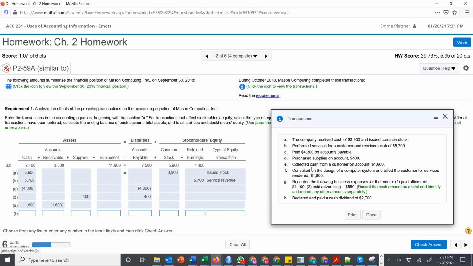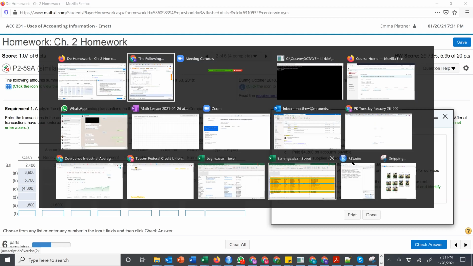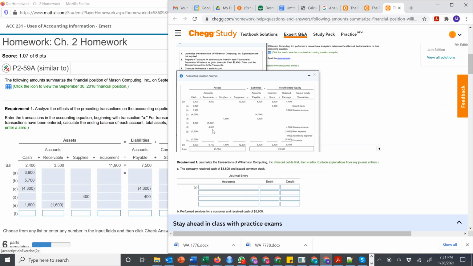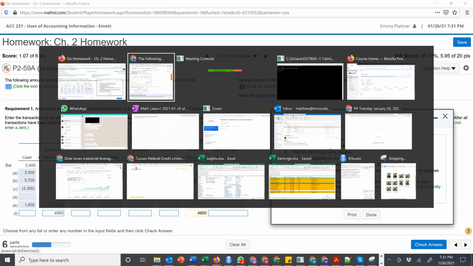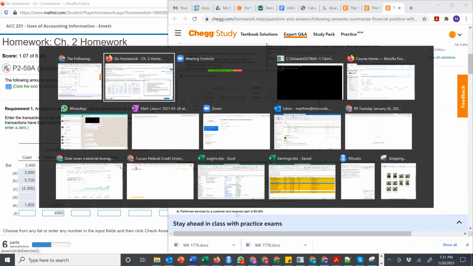F is consulted on the design. So 4,900. Where does that go? That 4,900 goes in accounts receivable and retained earnings. Okay. So there's this division of this equal sign here. If they're on the same side, one has to be positive and one has to be negative. So that's service revenue.